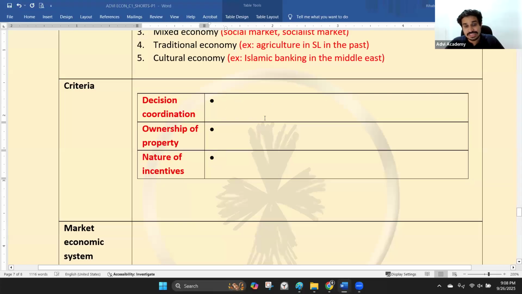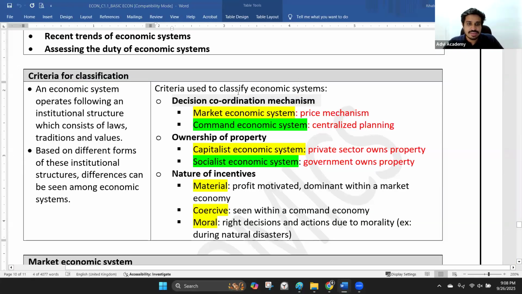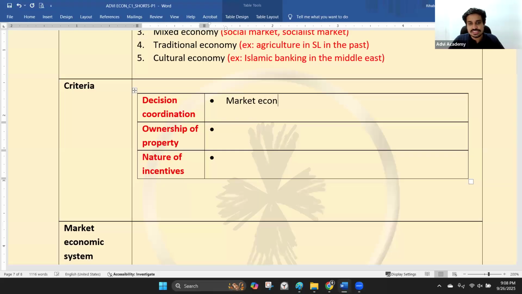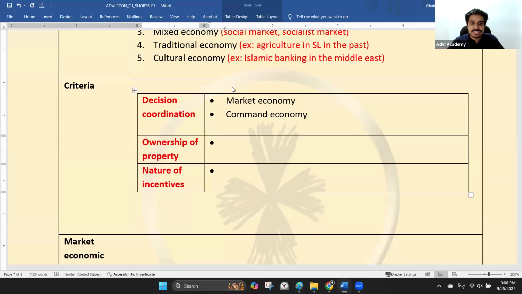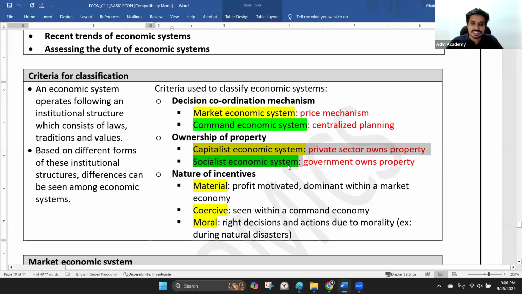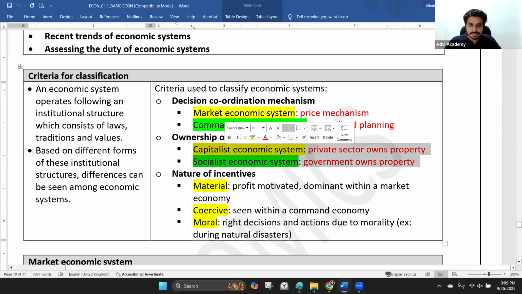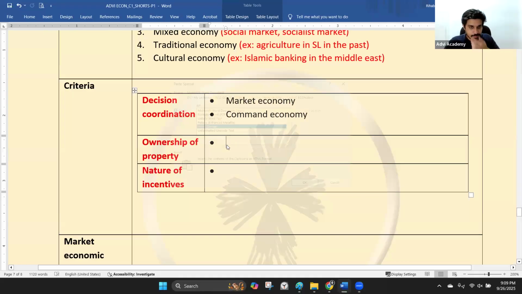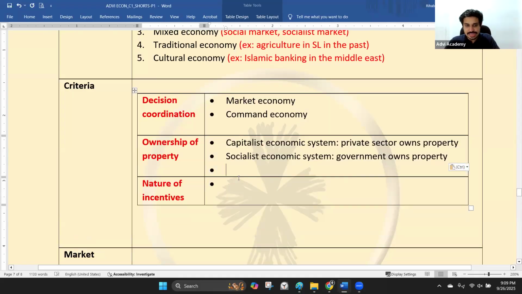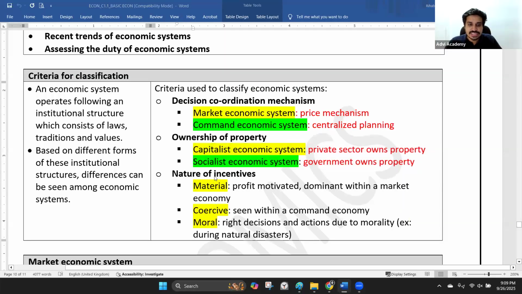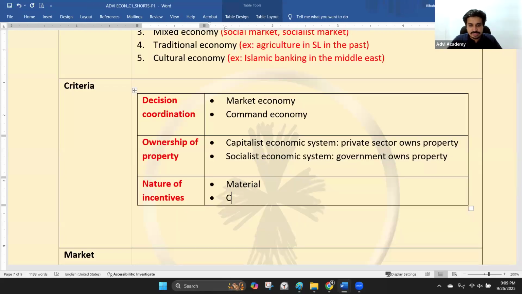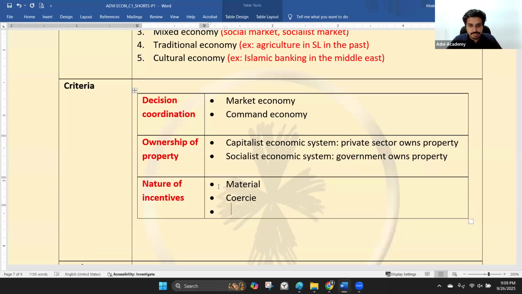First and foremost, in the decision making system, we can say 2 types. One is market system, market economy, also called free economy, free market. And then second one is command economy. This is the first criteria. Second criteria is we have capitalist economic system and socialist economic system. That is the second criteria. And third criteria is based on something called material, coercive, and moral. Material, coercive, moral. We'll talk about each of these one by one.